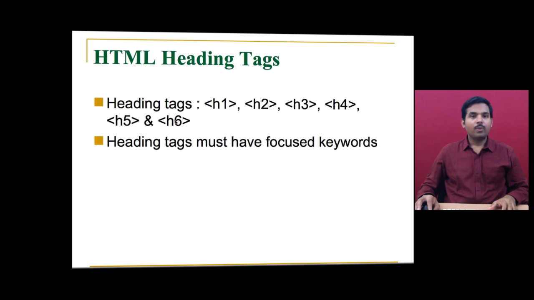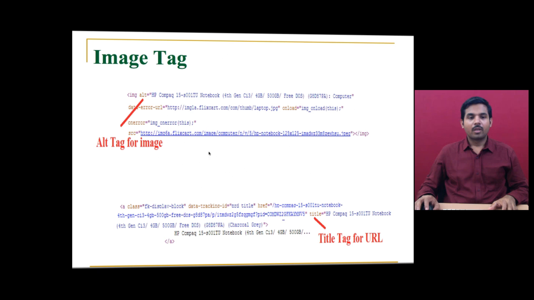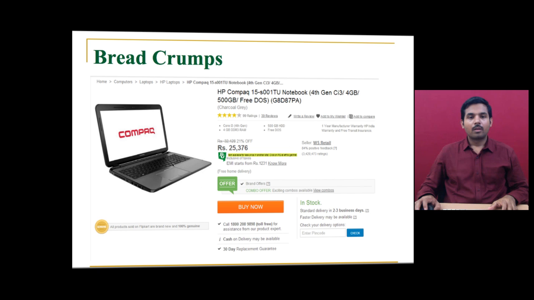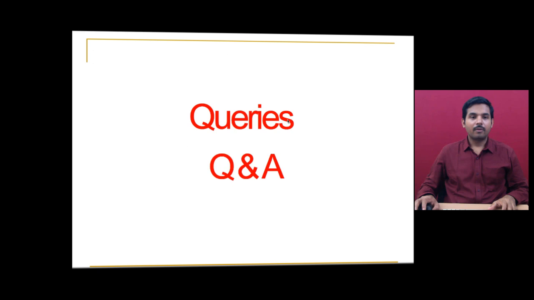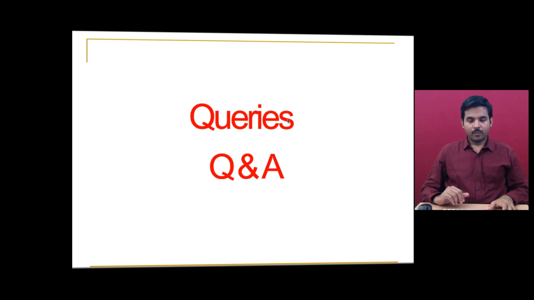So we have H1 to H6 tags, and make sure you have the alt tag here, and make sure you have breadcrumbs and keywords present in it. So that's all about on-page optimization.